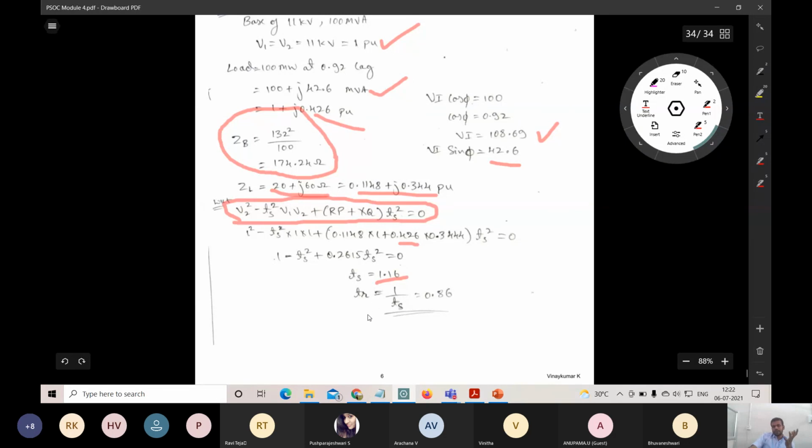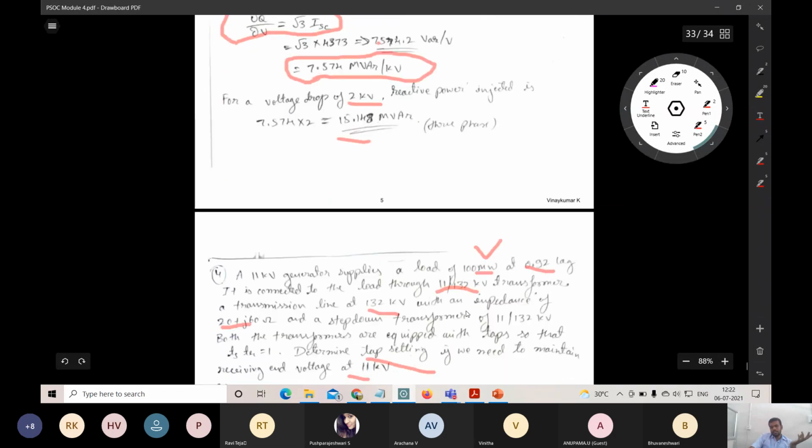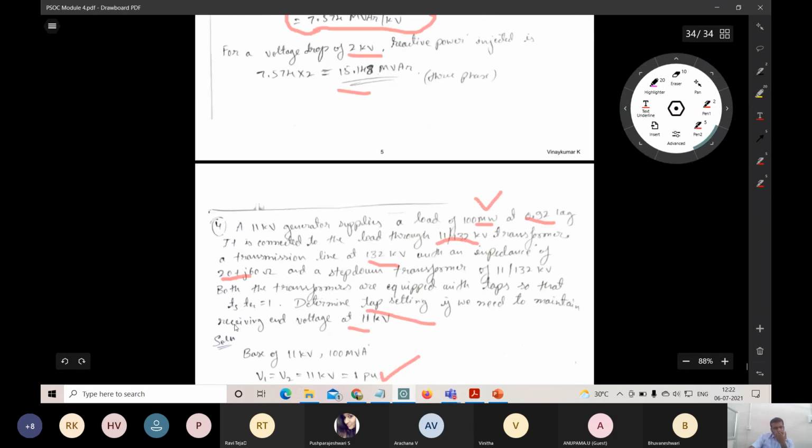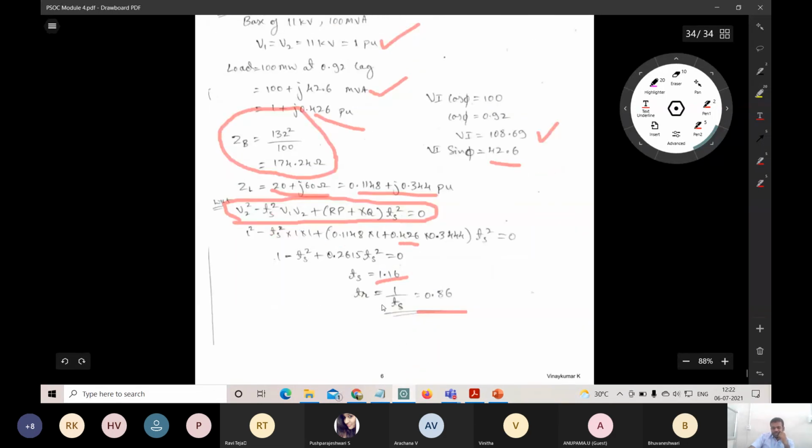TS is equal to 1 by TR. So what is asked? Tap setting. We need to maintain the receiving end voltage. If he asks to calculate the tap setting for sending end voltage, take TS only. So if he asks for sending end voltage tap setting, find TS; if he asks for receiving end tap setting, find TR.